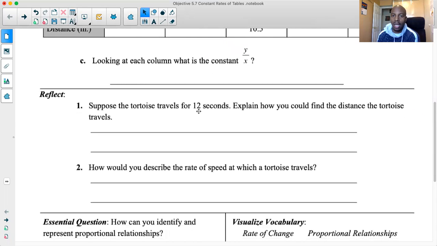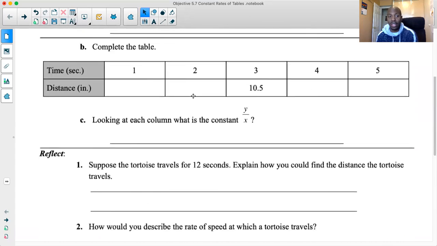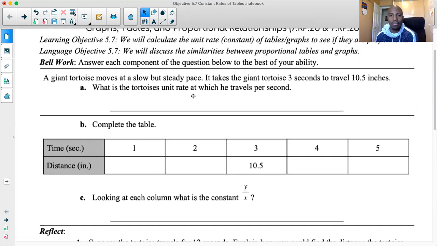After you've done the bell work, please take a moment to look at the reflection questions and see if you could explain how you would calculate the distance of the tortoise. If it was said that he traveled 12 seconds, is there a shortcut to be able to find his actual distance? And then how would you describe the rate of speed at which this tortoise is actually traveling? All right, so take a minute. I would give you about 4 to 5 minutes right now to begin to work on this bell work as well as the reflection part of this worksheet, just to be able to calculate the unit rate, fill in the table, as well as calculate the constant.